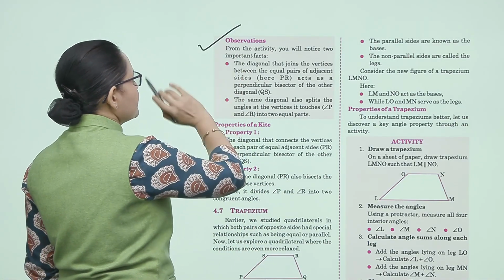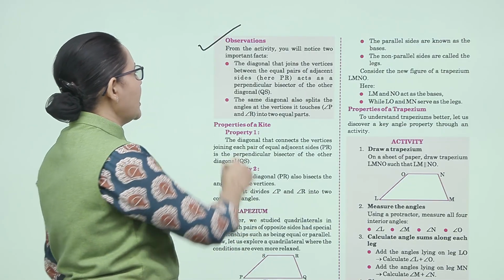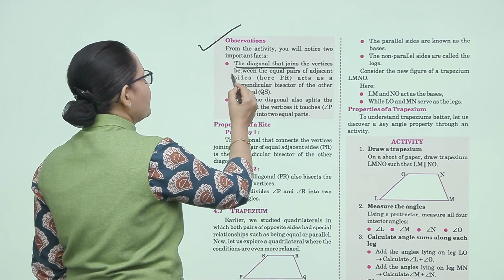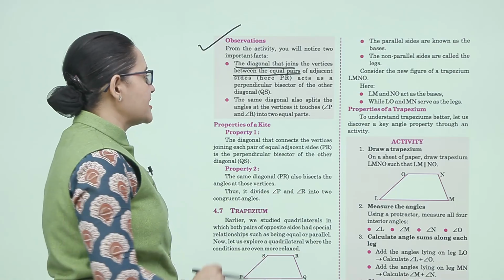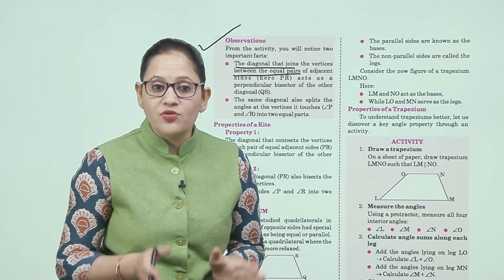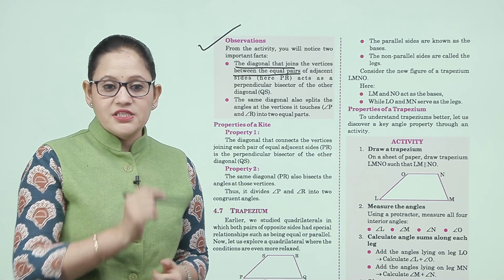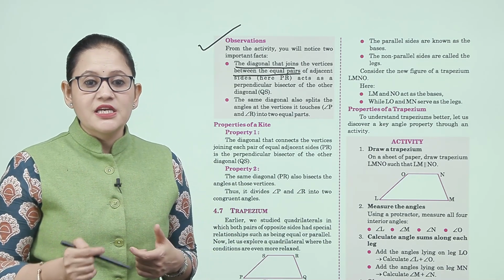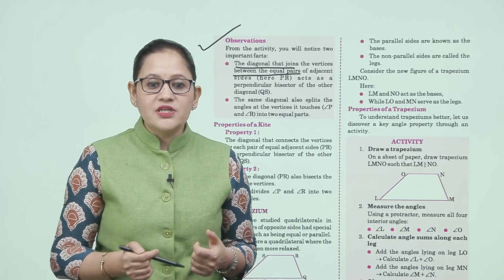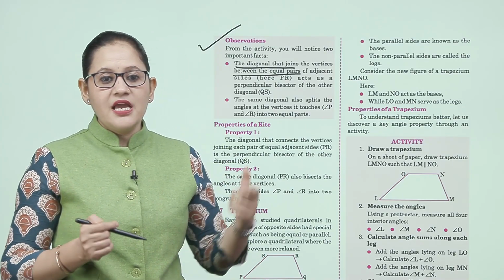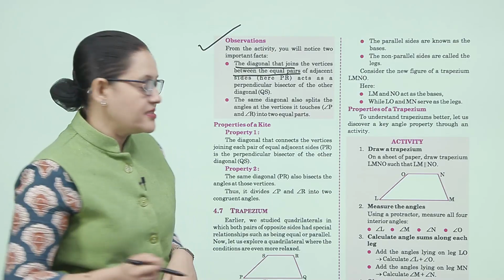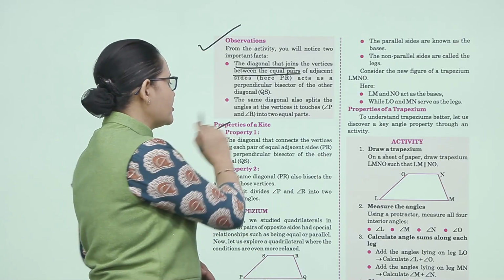Now we'll see the observation. From the activity you will notice an important fact: the diagonal that joins the vertices between the equal pairs of adjacent sides acts as a perpendicular bisector of the other diagonal, that is QS. The same diagonal also splits the angles at the vertices P and R into two equal parts. Now, properties of a kite.